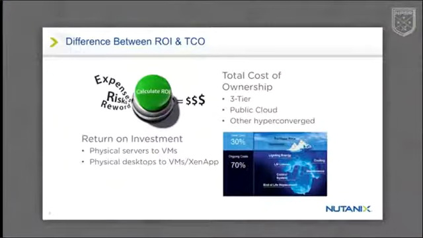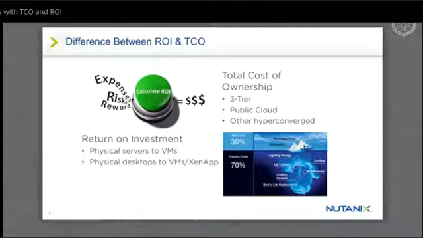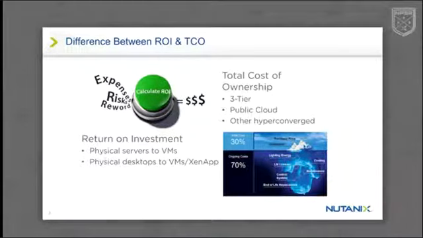Total cost of ownership, TCO, is typically used when a project is already identified, when budget is already in place. So we'll use TCO to compare Nutanix versus 3-tier, which is still by far and away our biggest competition, versus public cloud, or versus other hyper-converged solutions.